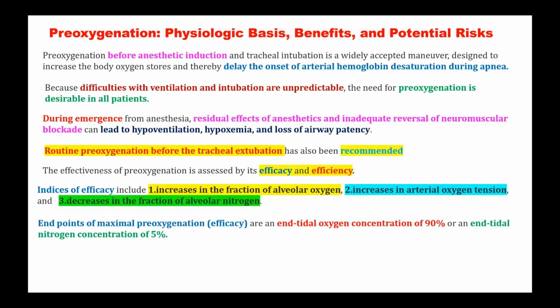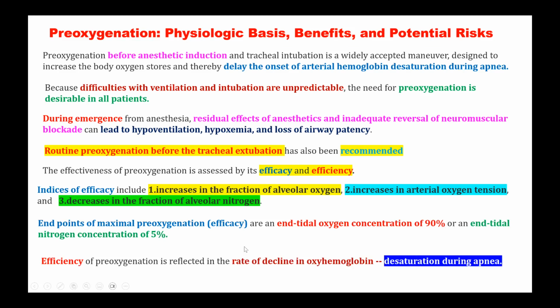So there will be an increase in the end-tidal oxygen concentration. Normally, we measure end-tidal carbon dioxide concentration to find out the adequacy of ventilation. If you want to find out the adequacy of pre-oxygenation, you have to measure the end-tidal oxygen concentration. An end-tidal oxygen concentration of 90% or more, and an end-tidal nitrogen concentration of less than 5%, is considered the maximal efficacy value. And efficiency is the rate of decline in oxyhemoglobin or desaturation during apnea. That is called the efficiency.